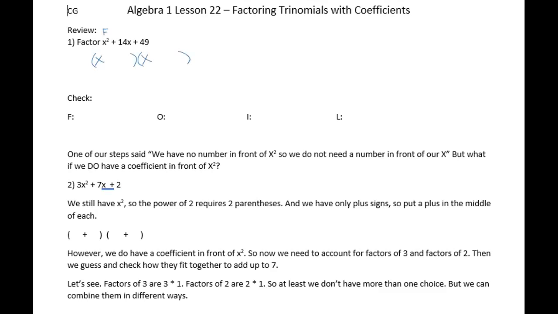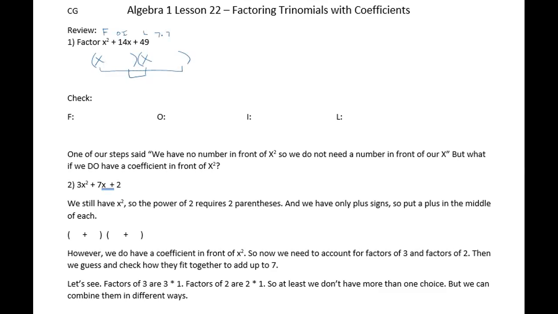Okay, my 14x comes from my outside and my inside terms. So I'm going to need to add together this x with whatever's over here and this x times whatever's right here. That's going to give me my 14x. So what goes in these last two spots? Well, my 49 is from my last two. So what multiplies together to give me 49? I think there's only one choice. I think that's 7 times 7.